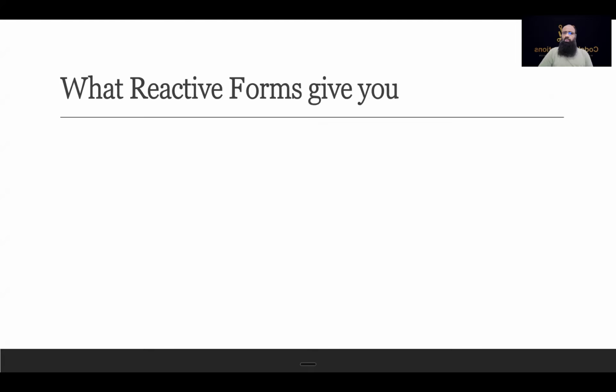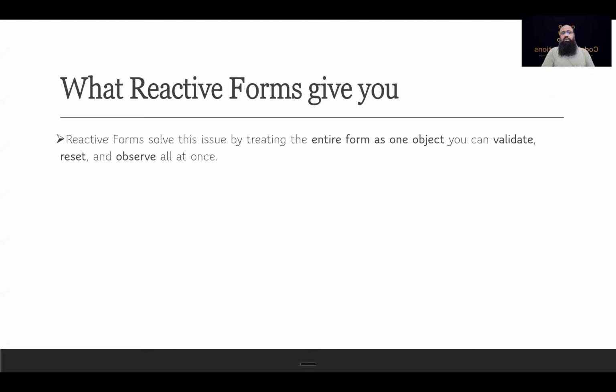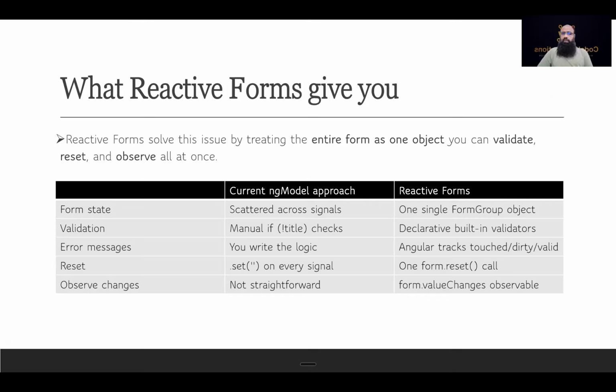So what does a reactive form give us? It gives us a solution where we can treat the entire form as one object. I'll be quickly showing you how we are going to deal with the form as an object. We can validate it, we can reset it, and we can observe all at once. A quick comparison between these two: form state is scattered across signals, whereas in a reactive form, only one signal, the form group, is there. And then comes validation, manual if checks. Over here, we can have declarative built-in validators, which we'll be looking at in the upcoming slides.